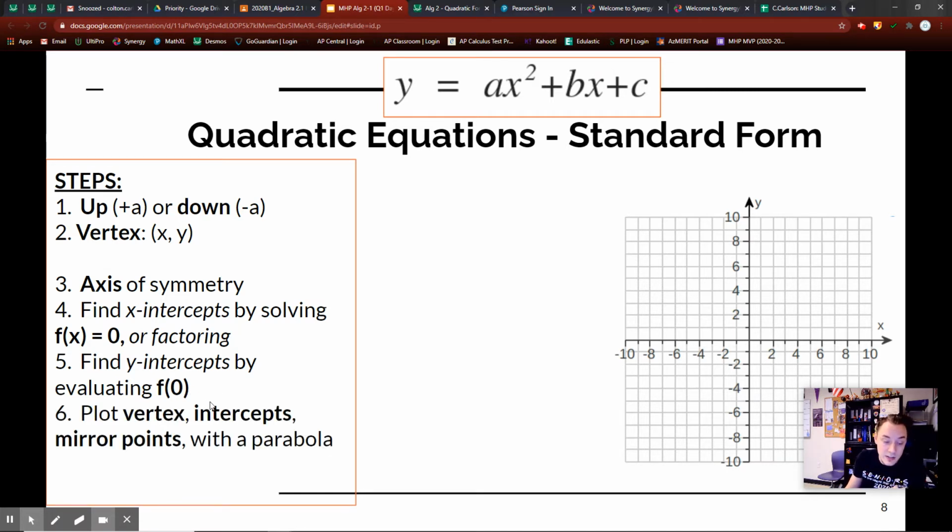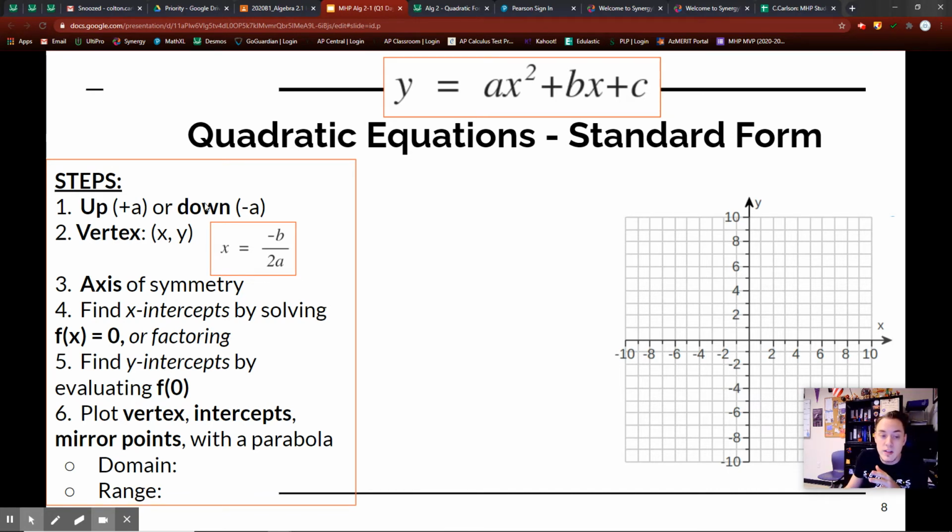Plot the vertex, the x and y-intercepts, and the mirror points, because it's symmetrical. So many math terms. Symmetrical with a parabola. And then I want to find the domain and range. So we're going to be given a lot of things here, but that's okay, because these are all things that we should know how to do already. We're just kind of compiling it all together.